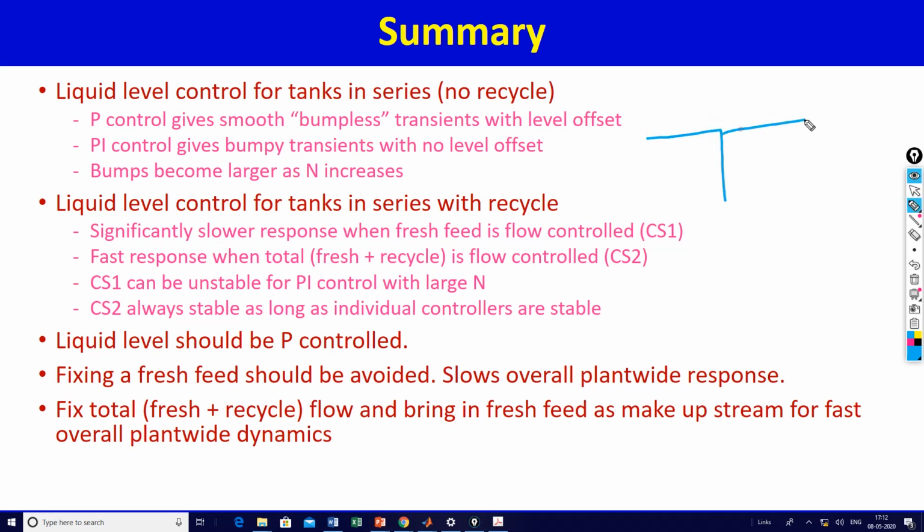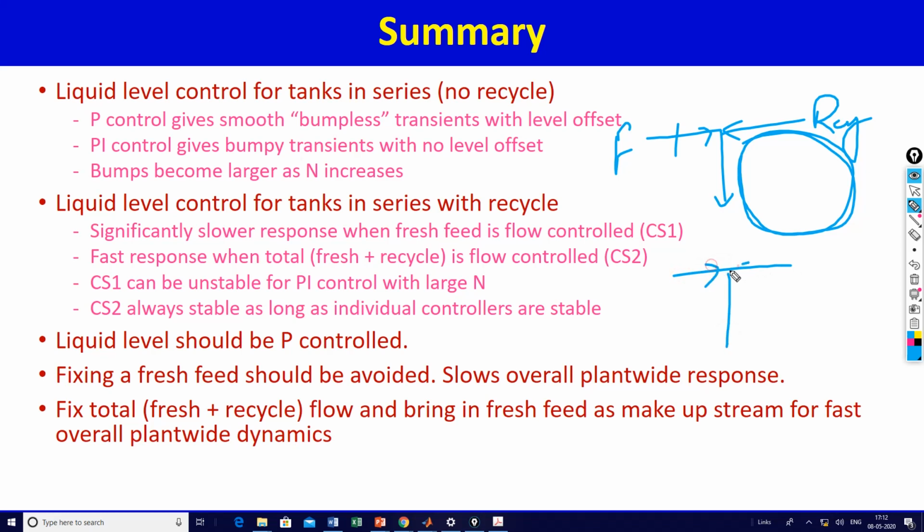You know, this is what we have: fresh feed, recycle, fresh feed. If I hold this, things take forever to build up or deplete, as the case may be. On the other hand, same system, if I fix this, then essentially this is fixed, and the flow controller that you use to fix it transforms variability in the recycle flow to out here so that this flow remains fixed.